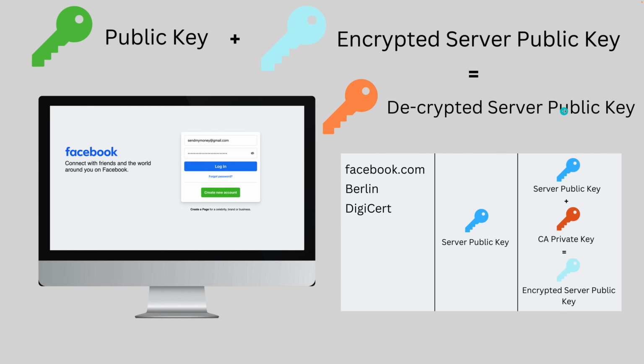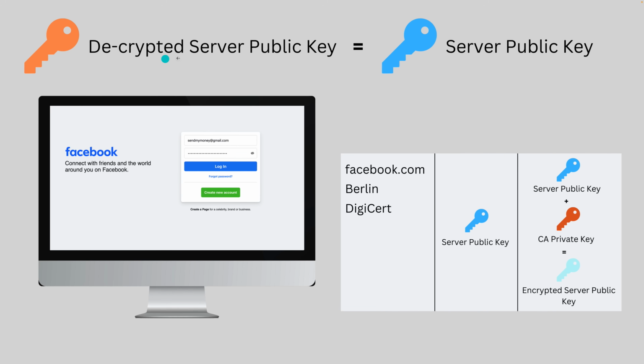And now, in order to 100% validate that the server public key was indeed coming from Facebook.com, what I would do is very simply check, hey, does the decrypted server public key equal the server public key over here? If that is the case, then I know that this is indeed the server public key. And then I can go through that exact same process that I highlighted before in order to form that symmetric key. And then we can form an encrypted, secure session between my machine as well as the server.